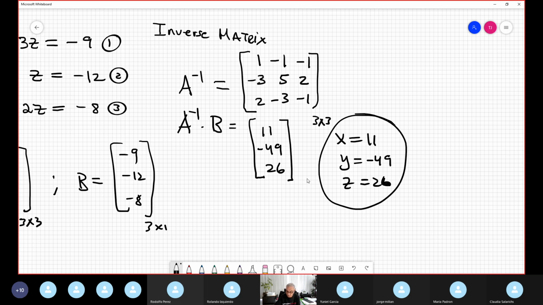Do you understand very well this approach, inverse matrix application? Yeah.